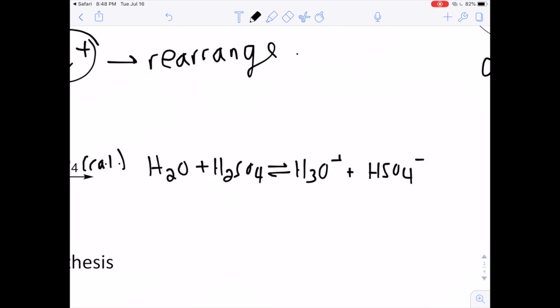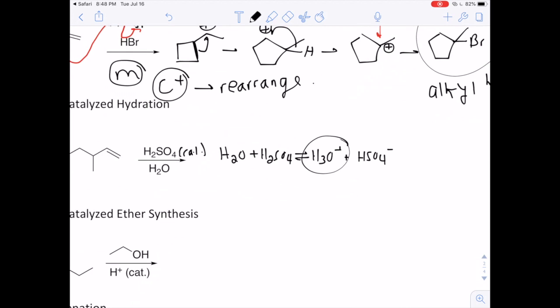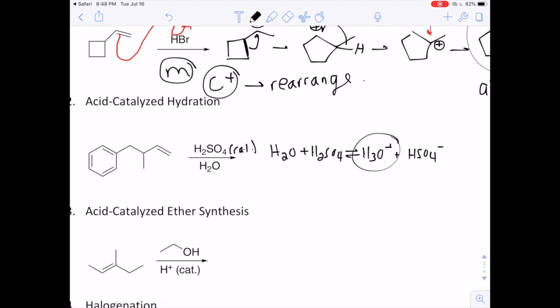Okay, so you can rationalize that our main reagent is going to be hydronium because sulfuric acid and water are going to mix together. Remember, sulfuric acid is a very strong acid, so it's going to protonate that water that acts as a base, and our main reagent is hydronium. So in terms of mechanism, let's just draw hydronium out over here.